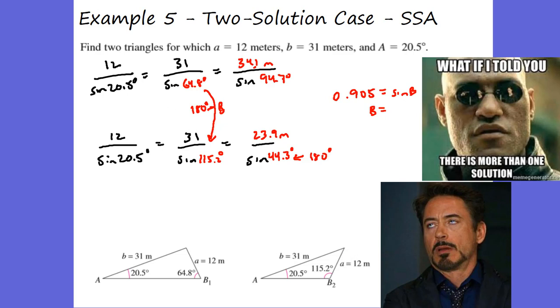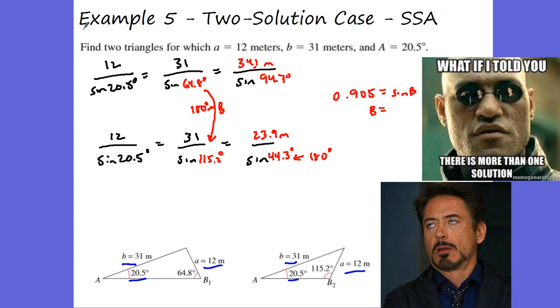I hope you can see that angle A, side A, 12 meters and 12 meters, it's the same. Side B, 31 meters, it's the same. Angle A, 20.5 and 20.5, the same. Do you see how what I had in black here is set in stone? These are not changing. That's why I put these in black. I put everything else in red because those are changing.